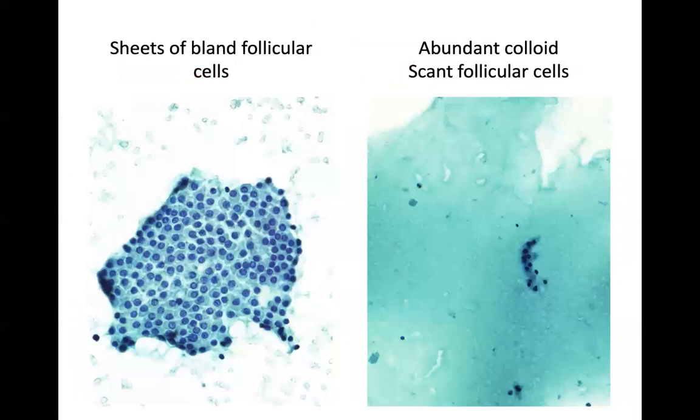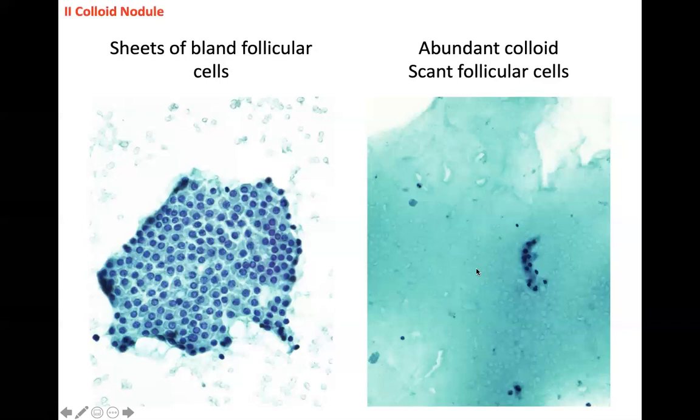All right, so we're going to do a little quiz on some of the smears that I show you. So this one is showing sheets of bland follicular cells. Sheets meaning, you know, this large swath, kind of honeycomb pattern, and abundant colloid with maybe some scant follicular cells caught in the colloid. So hopefully most of you can identify, yes, that this is in fact, I got 9 out of 9 benign, a colloid nodule, exactly.